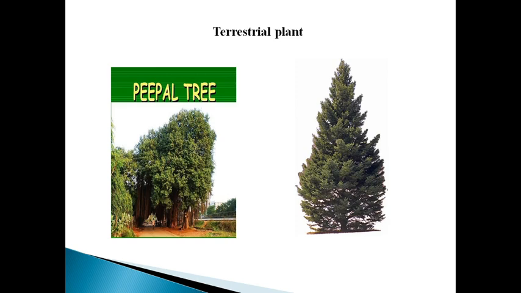Terrestrial plants. You can see in the pictures different terrestrial plants. Terrestrial plants are those plants which grow on land. That's why they are called terrestrial plants. For example, peepal, pine, cedar, and fir, as you can see in the picture.